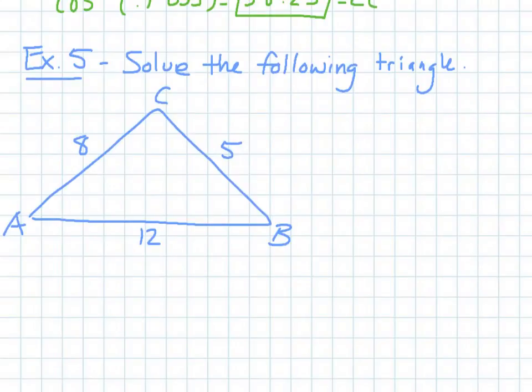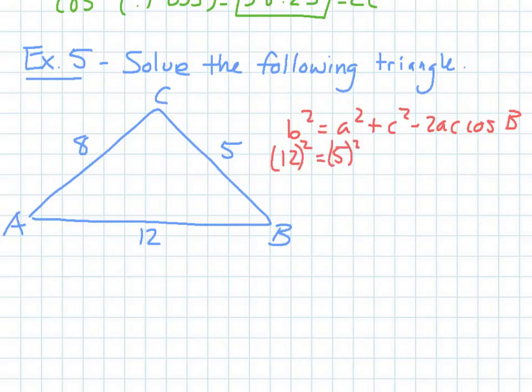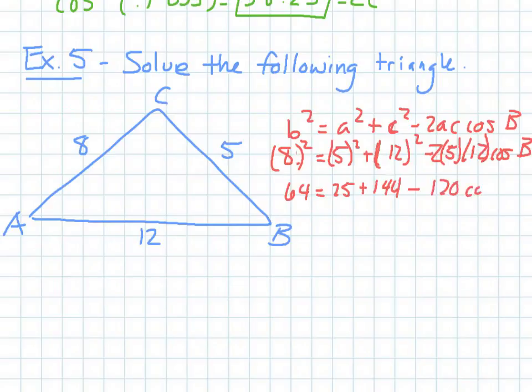So here, if I know all three sides, then I still need to use the law of cosines, but this one doesn't matter which one you start with because you don't know any angles. So let's say we find angle B first. So that means 12 squared would be out here. Let's write what we're going to put in. Okay, so 12 squared equals 5 squared plus 8 squared. Oh, whoops, I got those switched around. There you go. Minus 2 times 5 times 12 cosine of B. Okay, so 8 squared is 64 equals 25 plus 144 minus, it'd be 120 cosine of B.